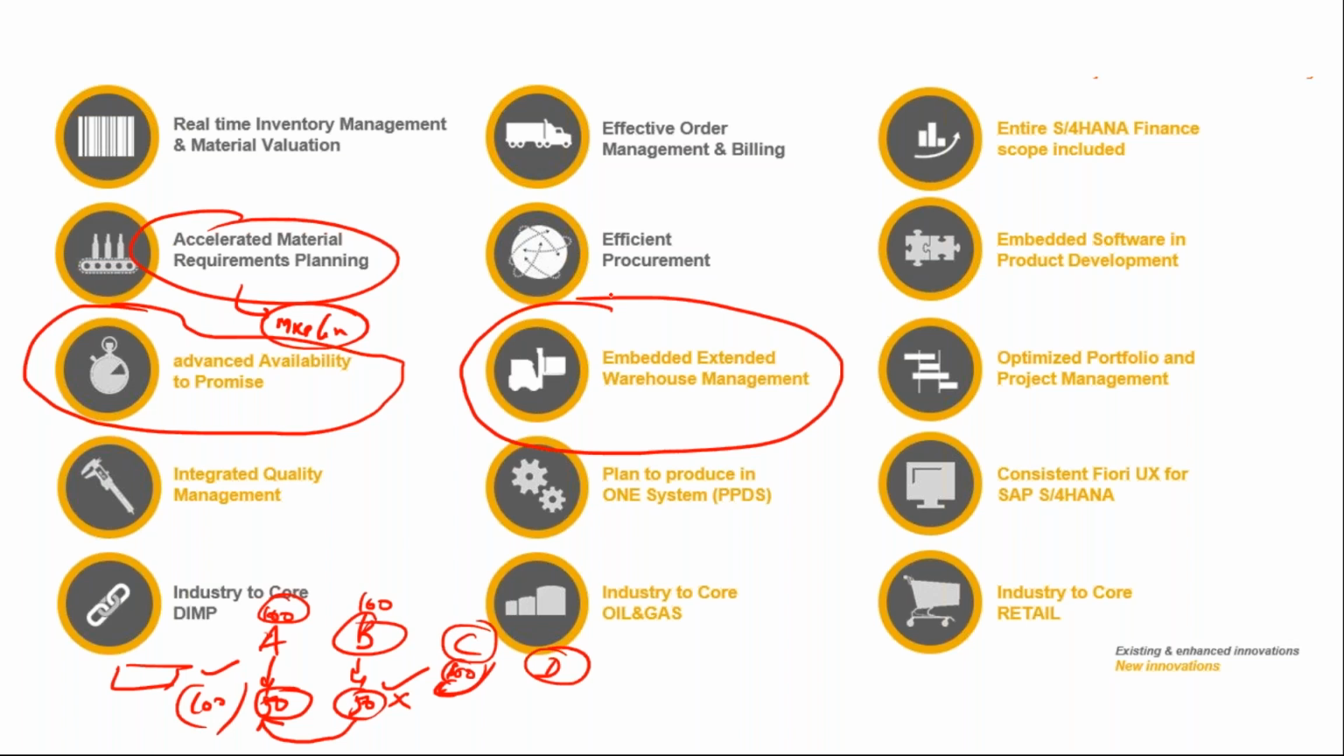Then coming to your PPDS. As I told you, the new process that has come in is plan to produce. What is plan to produce? It has all come from your APO module. Your planning to production is happening in one single system. There are no more multiple systems.